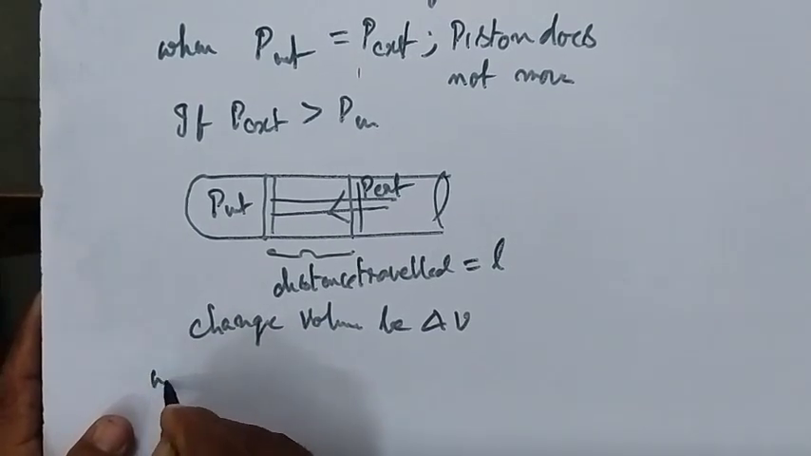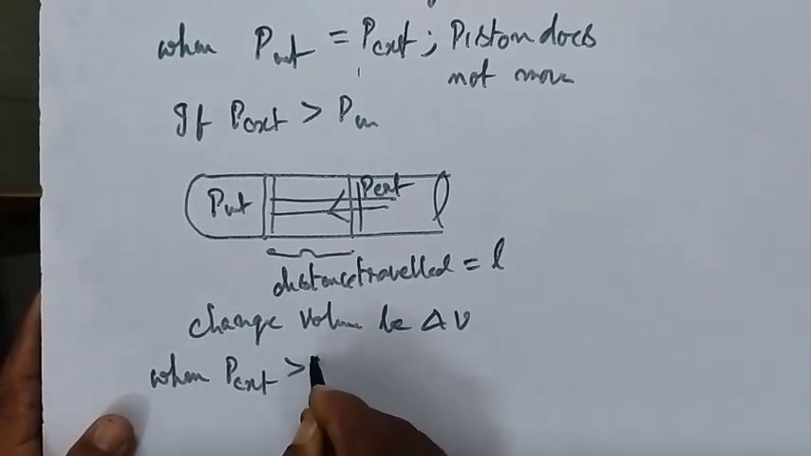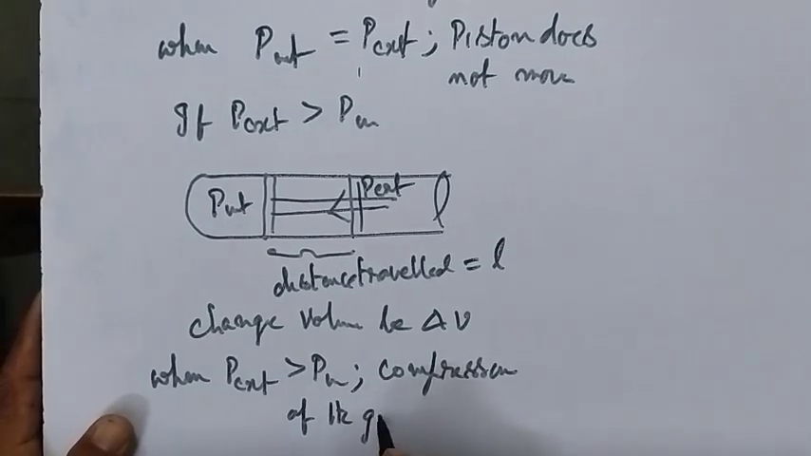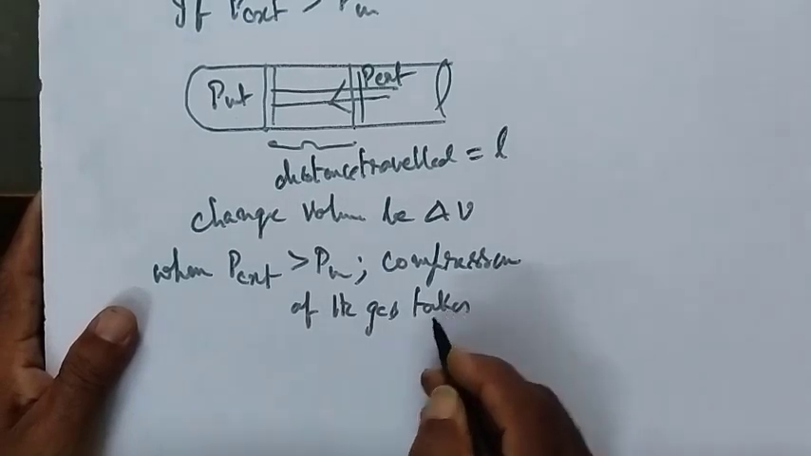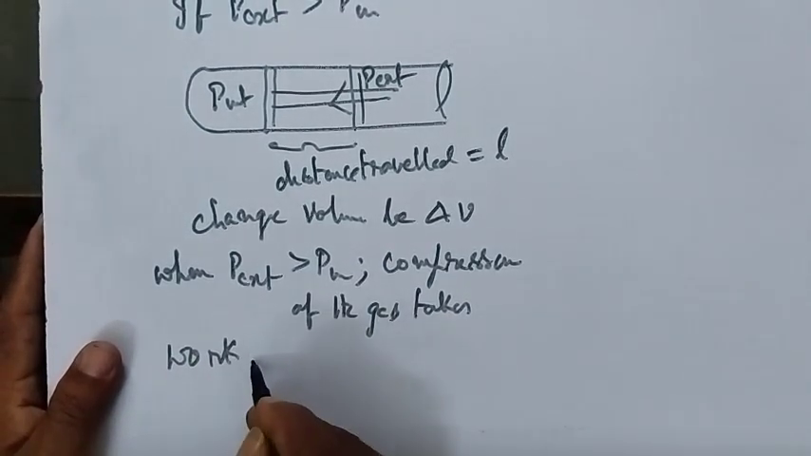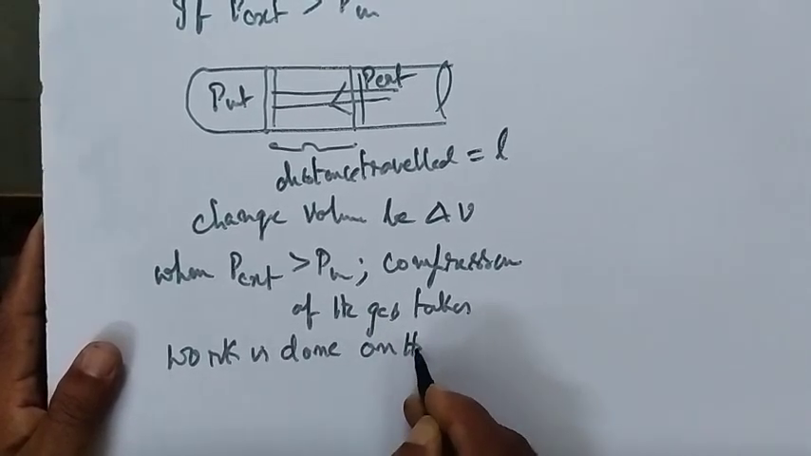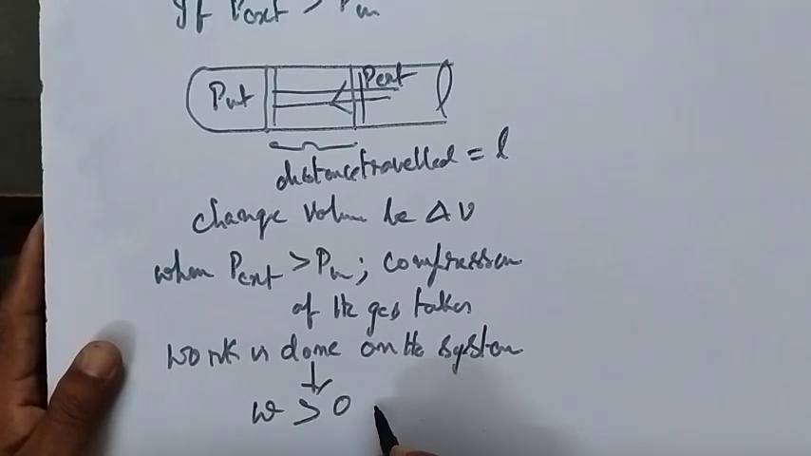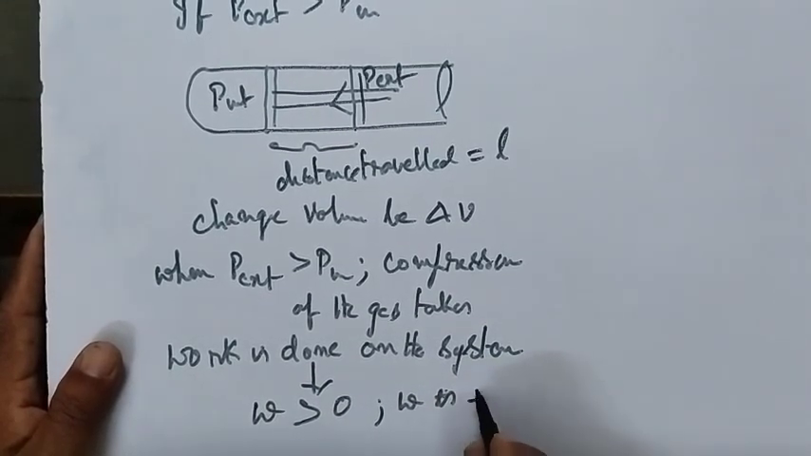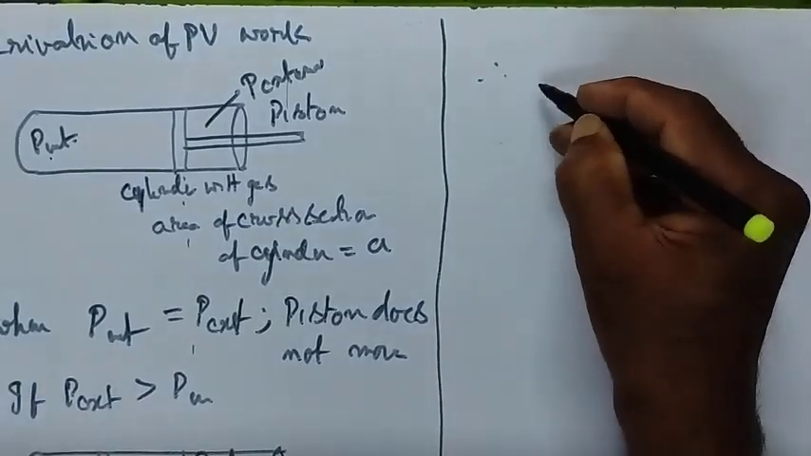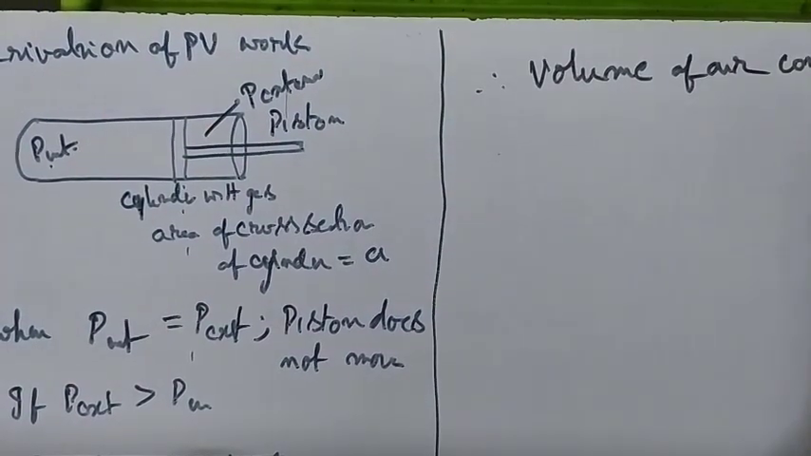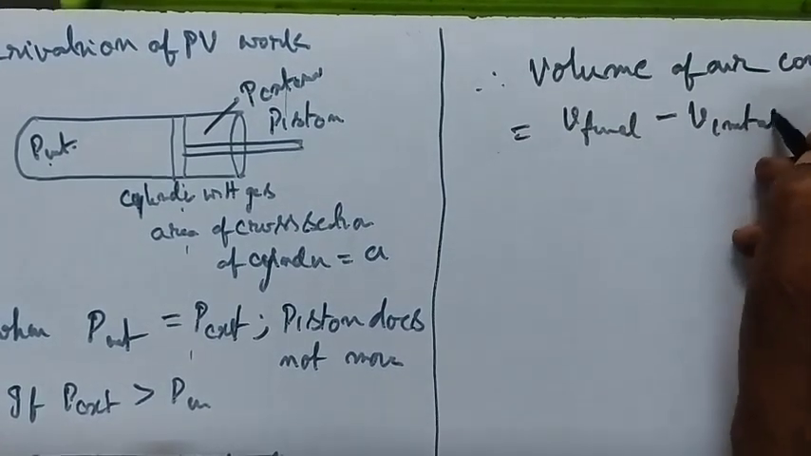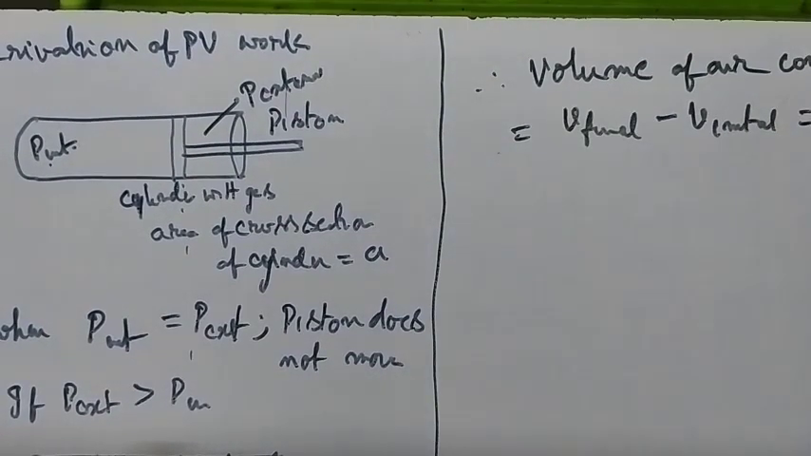So what happens here when P external is greater than P internal? Compression of the gas takes place. Compression of the gas takes place means work is done on the system. If work is done on the system, W is greater than 0, or W is positive. Therefore, the volume change is equal to V final minus V initial.